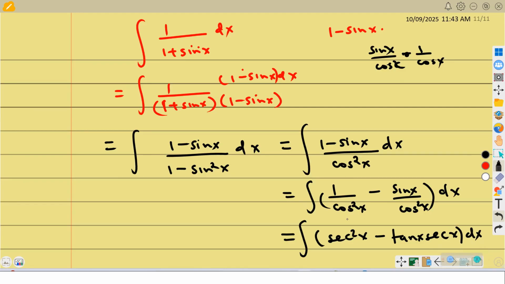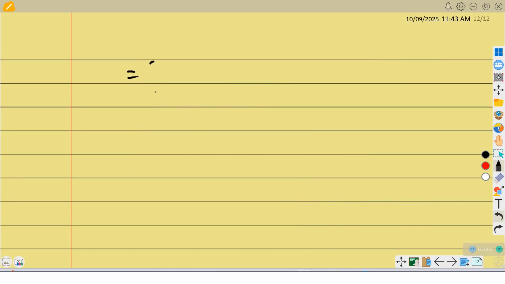So I hope now it is becoming more clear. From here, after splitting, of course, we shall have sec squared. We can again now deal with integration. If you want, you can try to split this one to have this as the integral of sec squared x dx minus the integral of sec x tan x dx. So that is what basically we shall have.